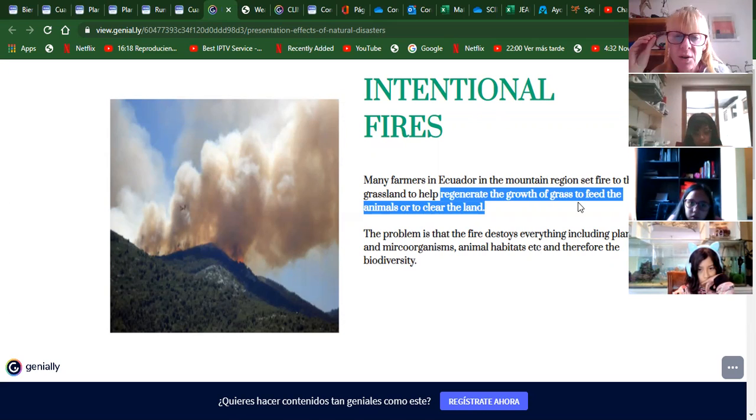It doesn't. This is a tradition which is totally wrong. The problem is the fire destroys everything, the plants, the microorganisms, animal habitats, animals, and biodiversity. What these farmers do is a disaster for the environment and, of course, the smoke for the air pollution. It's very bad. They should not be doing this, but they do it, and it still happens here and in other countries.